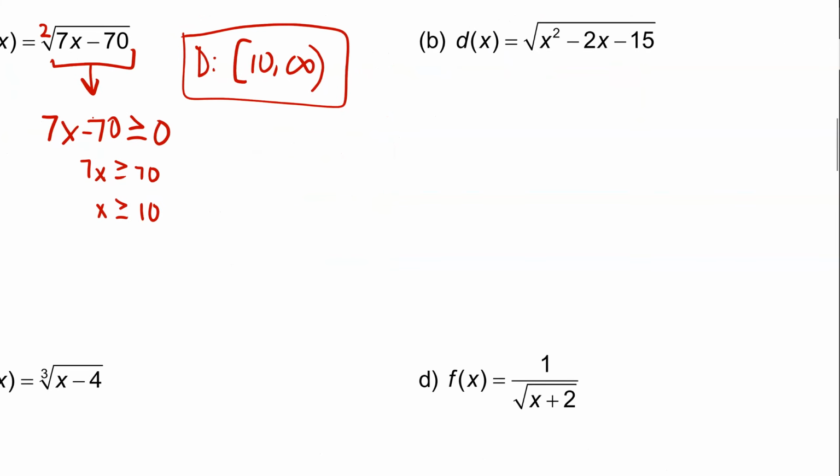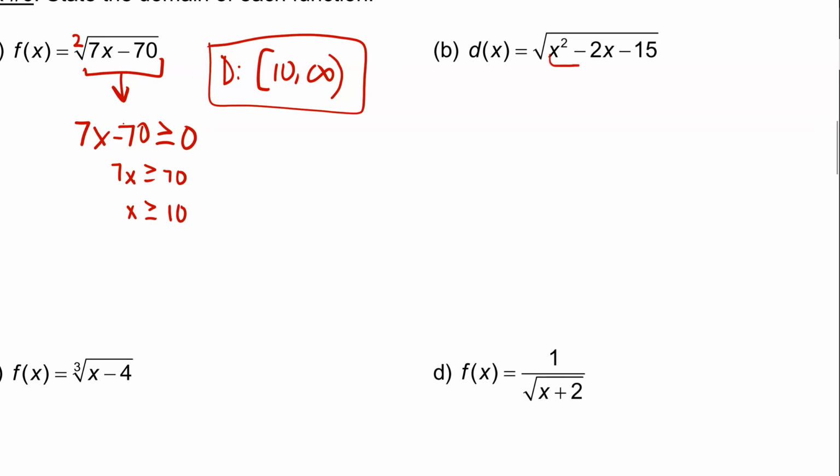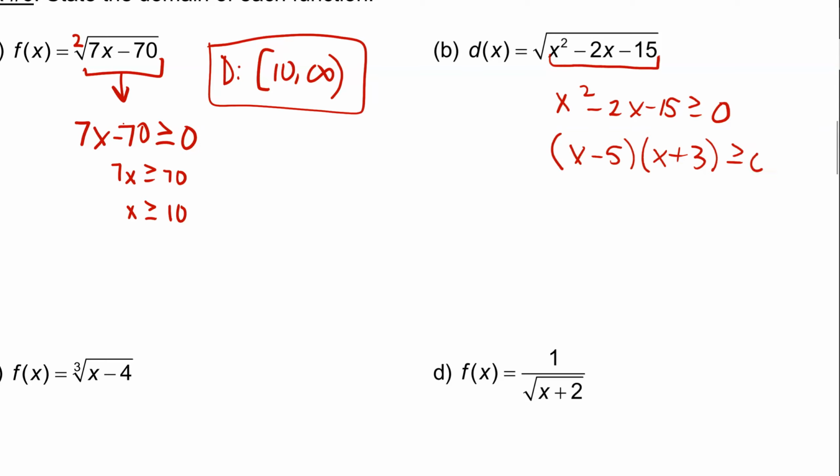All right, let's try the next one. I have to set whatever's inside here greater than or equal to 0. So x squared minus 2x minus 15 greater than or equal to 0. I can factor this. Think what multiplies to negative 15 and adds to negative 2. It would be negative 5 and 3. So x minus 5 times x plus 3. So that means I have 2 zeros.